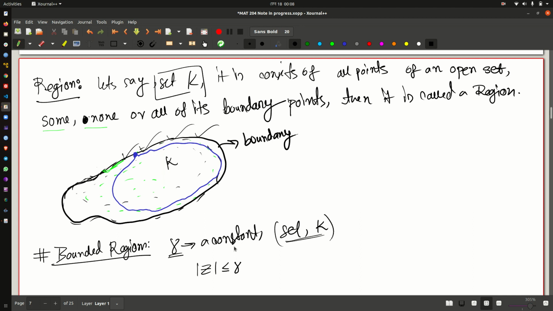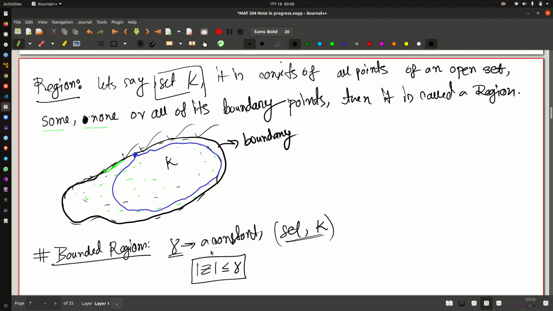But we also have to consider another thing: what type of region would that be? I mean, we are calling it a bounded region, but is this region open, closed, or what? That's the thing we have to specify. So let's deal with the open regions first. An open region is said to be bounded if we have a constant gamma, and all the points inside this region have to satisfy this inequality.